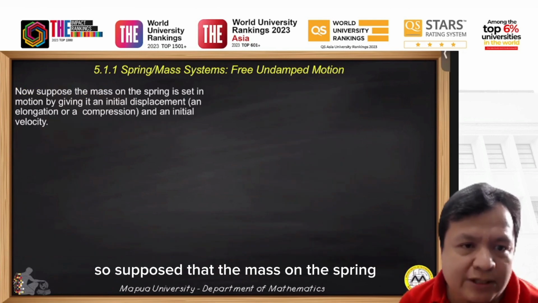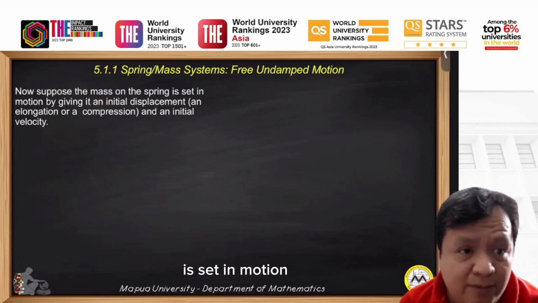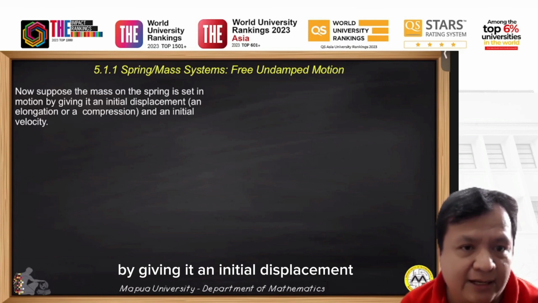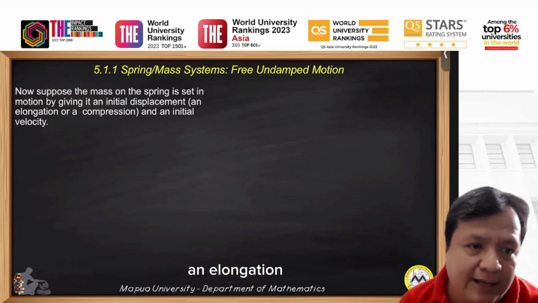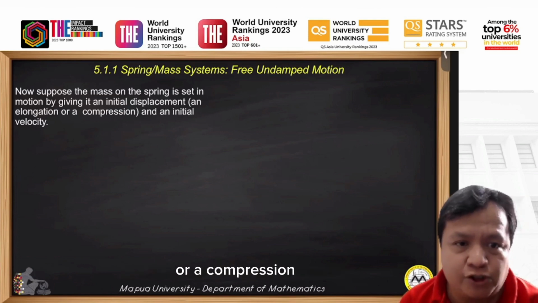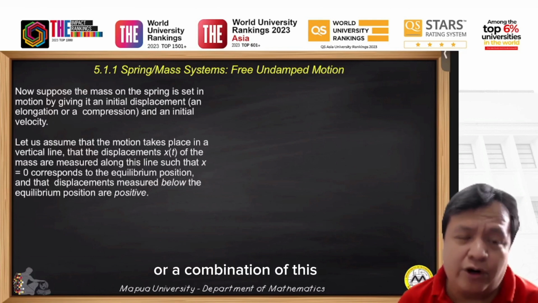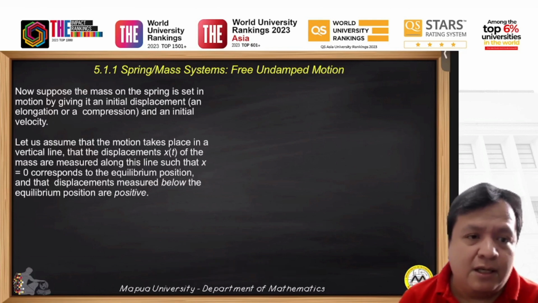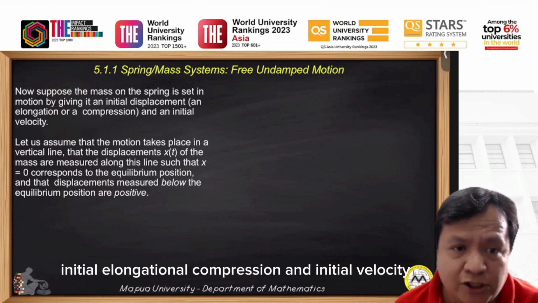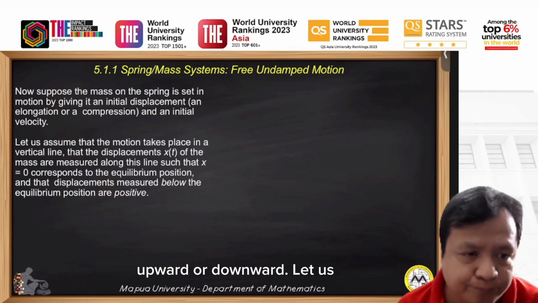So suppose that the mass on the spring is set in motion by giving it an initial displacement, an elongation or a compression, and an initial velocity. So any of this or a combination of this: initial elongation or compression and initial velocity, upward or downward.